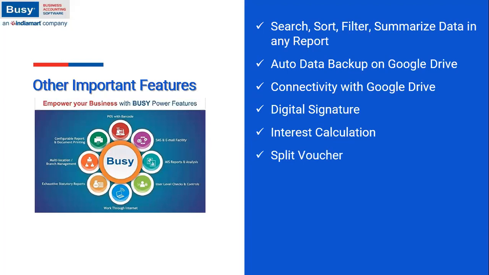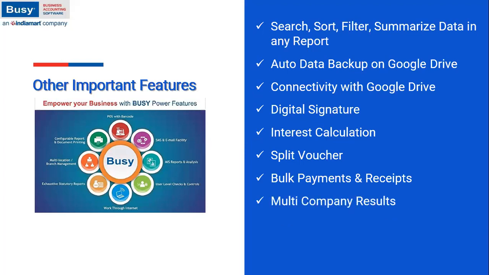Split voucher facility is available. You can split the voucher group-wise, amount-wise, and for bulk payment and receipt. So you can transact the bulk payment and bulk transaction in a single click. Multi-company report: if you have multiple companies in your list, you can check the multi-company result report. Unmoved account you can see, and the mobile app facility is also available. You can view multiple reports on the mobile app, and you can create transactions from the mobile app also. So this is the feature.